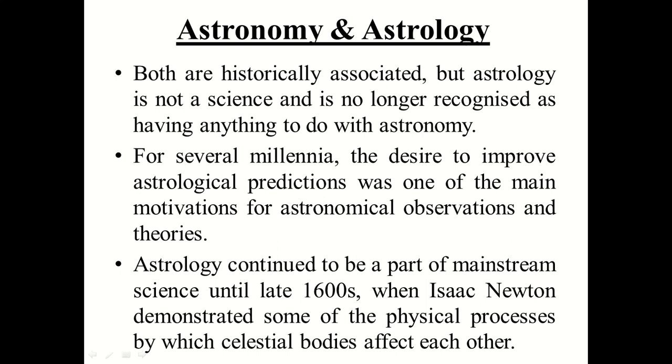So the different astronomical phenomena and the appearance of different celestial objects, the astrologers try to relate those phenomena and the appearance of the celestial objects to the different things happening on the earth, and also they are trying to associate it with life on earth.